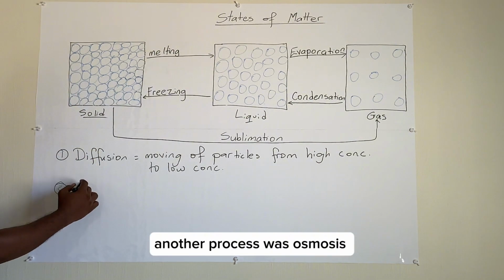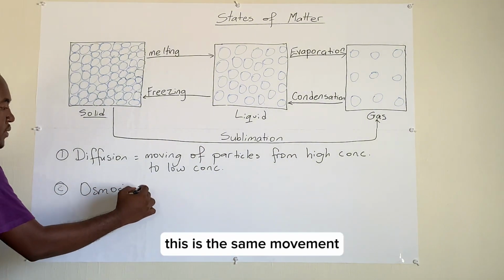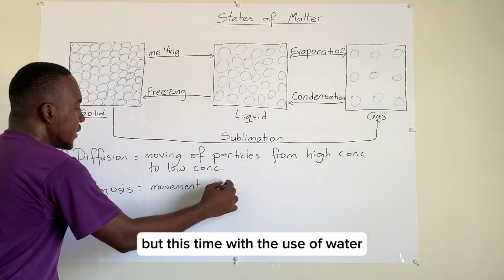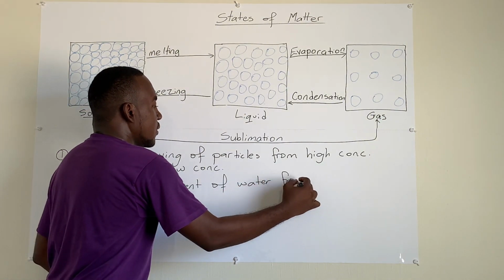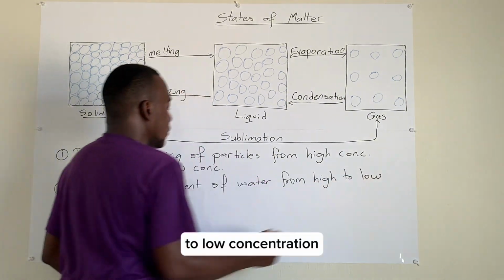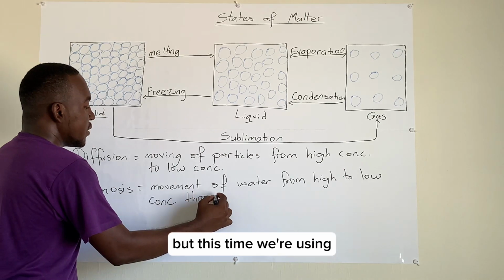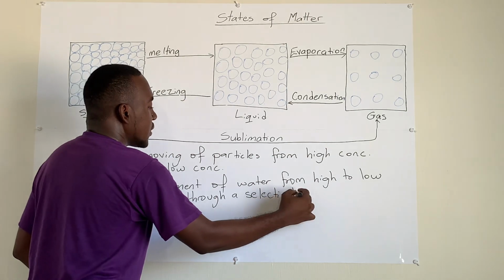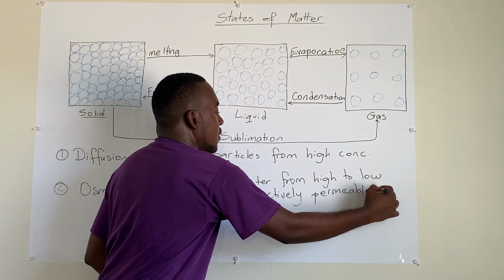Another process, osmosis. This is the same movement, but this time we use water, from high to low concentration, but this time we're using a selectively permeable membrane.